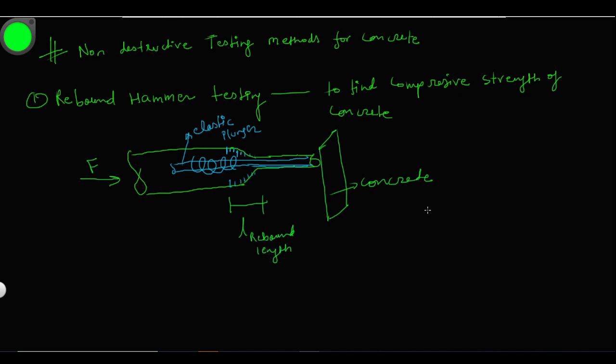Okay. Now the principle is the compressive strength of the concrete. Compressive strength of concrete is directly proportional to rebound length. Higher the strength of concrete, higher would be the rebound length, so higher will be the reading. Now clear? I'll show you. Wait.